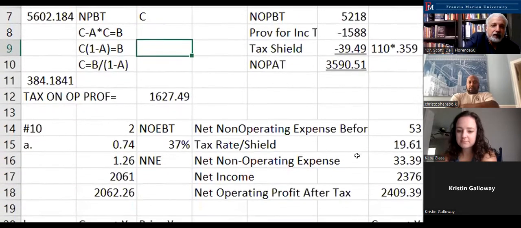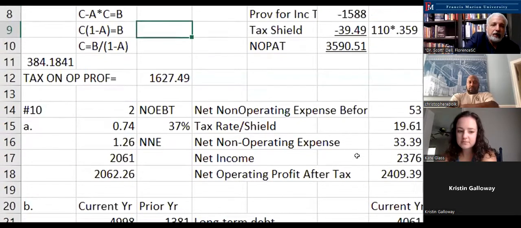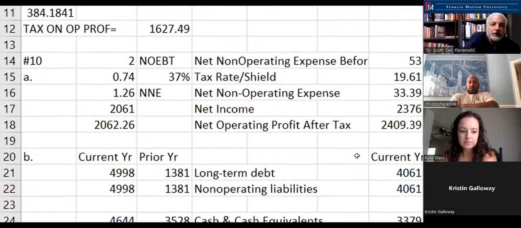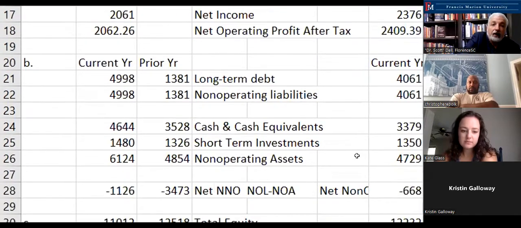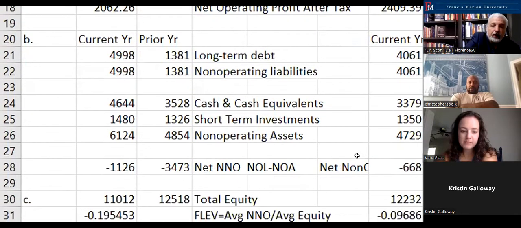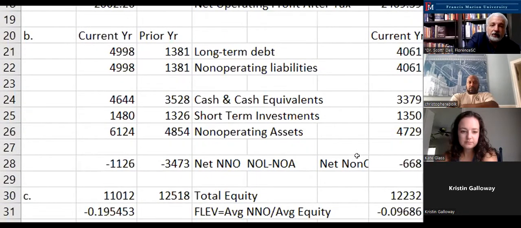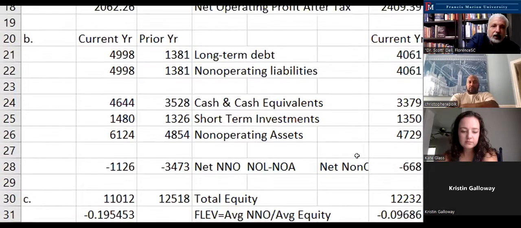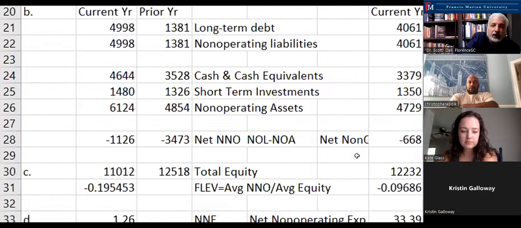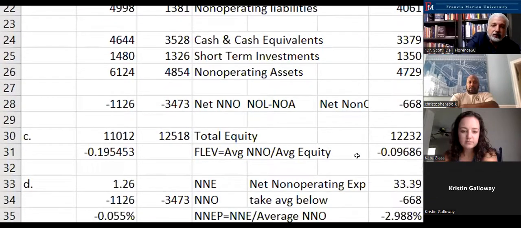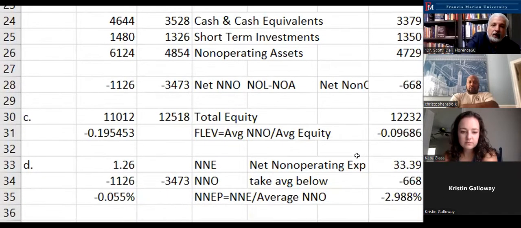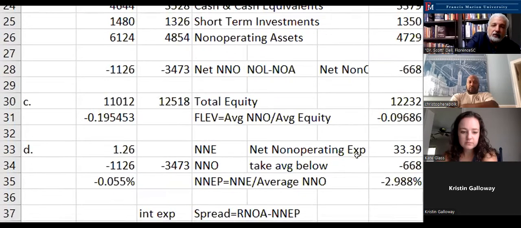That's the flow. And then we get to question 10. Same thing, we had a tax rate shield we had to work on. And we had to go through, we looked at our operations items and then our non-operating items. Our non-operating items for liabilities were our long-term debt. Our non-operating items for assets were cash and cash equivalents, short-term investments. And then we come down, we got total equity.